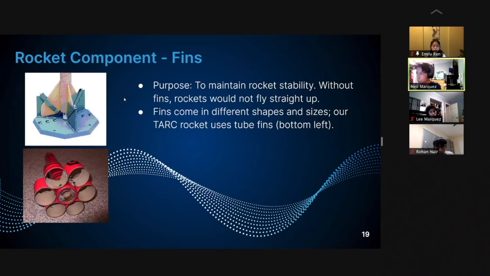The fins are to maintain rocket stability. Without them, the rocket would just spin out of control. So you need to use them. And there are two fins which we use on our TARC rocket. There's also these other fins, delta fins, which are made of wood.